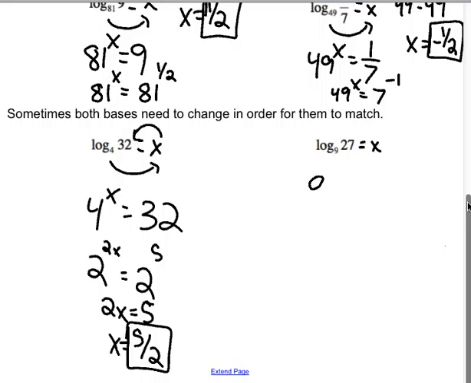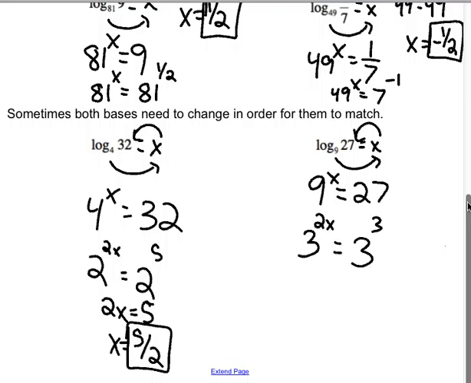What about this one? 9 to the x. So I'm trying to find what power of 9 gives me 27. Well, again, there's no power of 9 that gives me 27. So I need to rewrite this. 3 squared gives me 9, and 3 to the 3rd gives me 27.